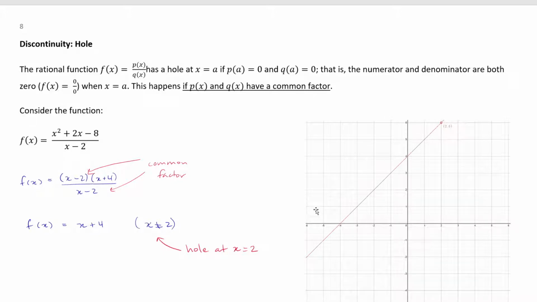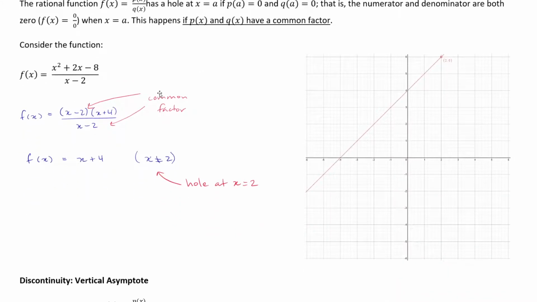Discontinuity. The rational function f(x) = p(x) over q(x) has a hole at x = a if p(a) and q(a) are equal to 0. That is, if the numerator and denominator are both equal to 0. So that happens if there is a common factor. So if we start with a rational function like this, as you can see here, I have a polynomial in the top and a polynomial in the bottom. But then when I factor, I get (x - 2)(x + 4) over (x - 2). As I've written here, there is a common factor, which is x - 2.